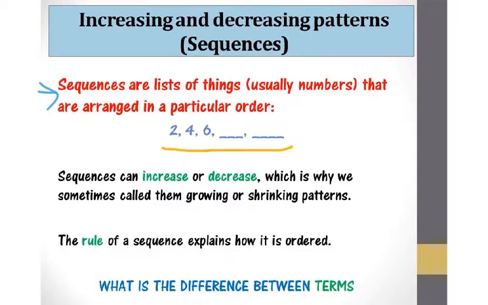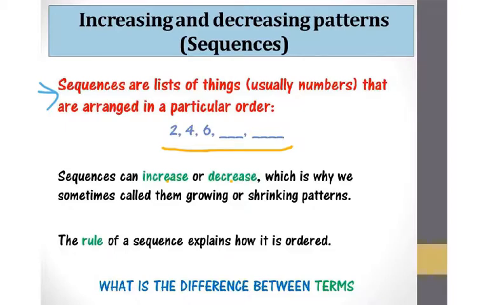So sequences can increase, so that was one of our maths vocabulary words, and you'll see it here in green. So to increase is to get bigger, or to decrease, which is to get smaller, which is why we sometimes call them growing patterns or shrinking patterns. So the first job we have to do here is figure out if this sequence is getting bigger, so if it's increasing, or if it's shrinking, if it's getting smaller, decreasing.